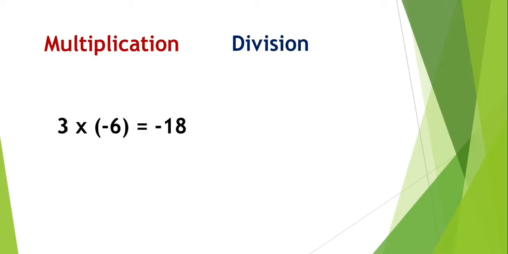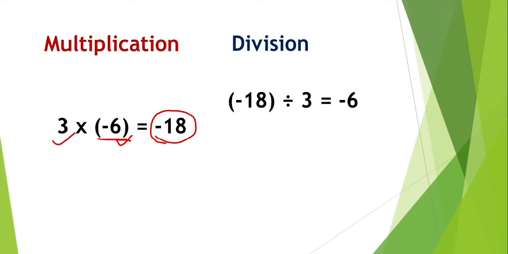3 into minus 6. Here 3 is a positive integer and 6 is a negative integer. Already we discussed plus into minus is minus, and 3 sixes are 18. So our product is minus 18. Now how can we convert it into division? If we divide minus 18 by 3, we get minus 6 as the answer. So just see here, minus 18 divided by 3 is equal to minus 6.